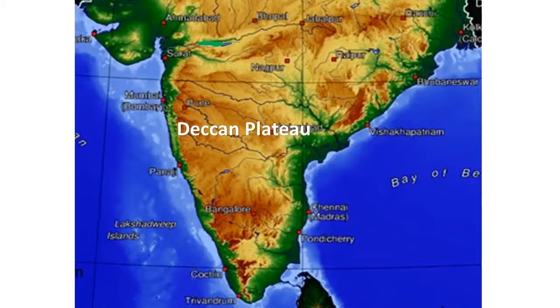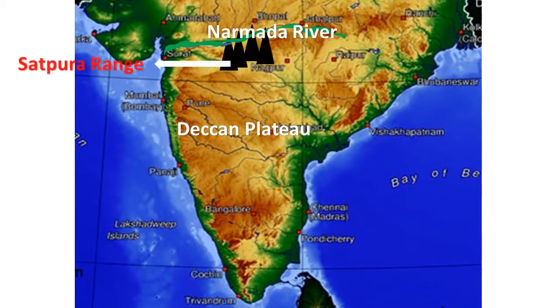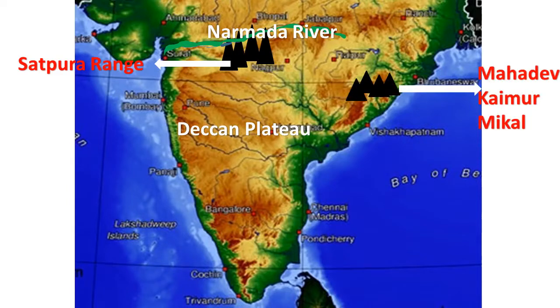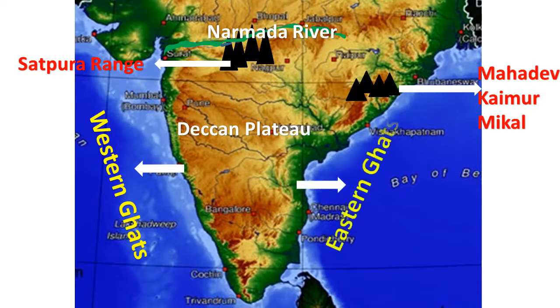The portion of the peninsular plateau lying to the south of the river Narmada, a triangular landmass, is called the Deccan Plateau. The Satpura range forms the Deccan Plateau's north edge, while the Mahadev, the Kaimur range, and a portion of the Maikal range are the eastern edges. The Western Ghats form the western boundary, the Eastern Ghats form the eastern boundary, and the Neelagiris form the southern boundary of this Deccan Plateau.